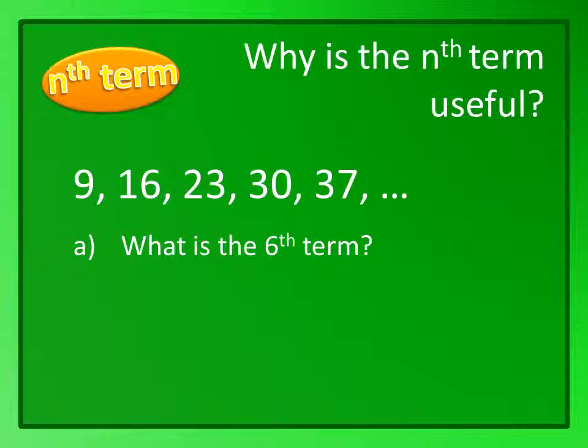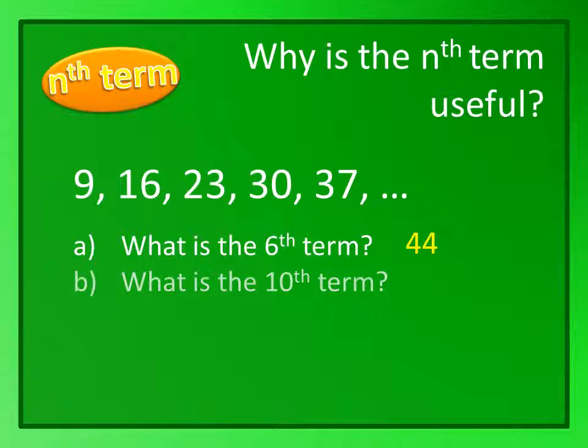A quick check will tell me that it's going up in 7s. I'm adding 7 for the next one, adding 7 and adding 7. It looks like we're just going up in 7s here. So to get to the 6th term, I'm just going to add on 7 again. That's going to give me 44. Pretty easy so far.